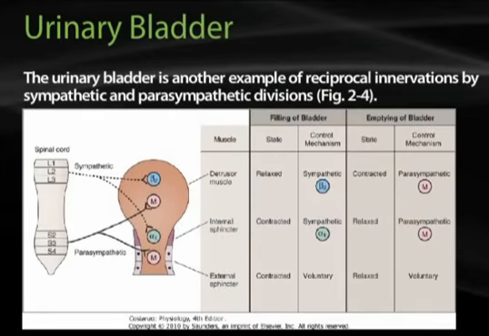The urinary bladder is another example of reciprocal innervations by sympathetic and parasympathetic divisions, as shown in Figure 2-4, also found on page 55 of your book. Here we have sympathetic lumbar innervation to both the body of the bladder on the detrusor muscle as well as in the sphincter.